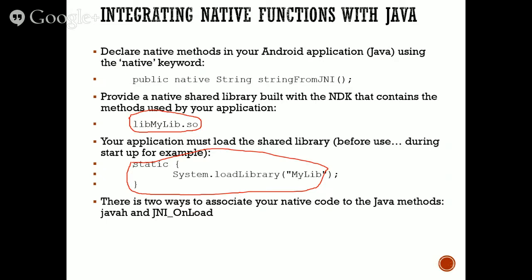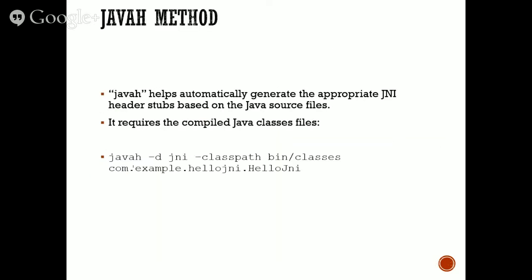There are two ways you can associate your native code with Java code. One is the javah method, the other is called the JNI onload method. I have spoken about these two variants when I was explaining the whole flow of the NDK platform. So let's look at the javah method.